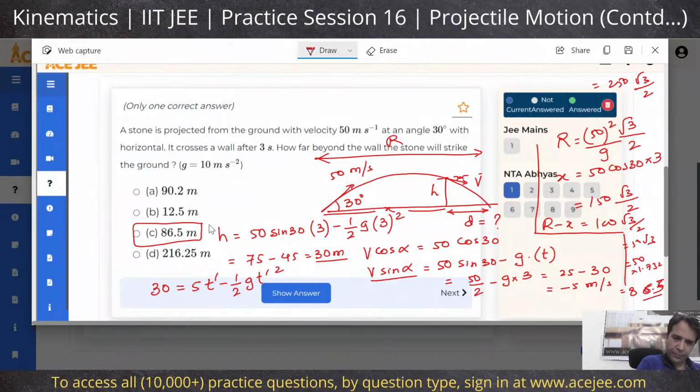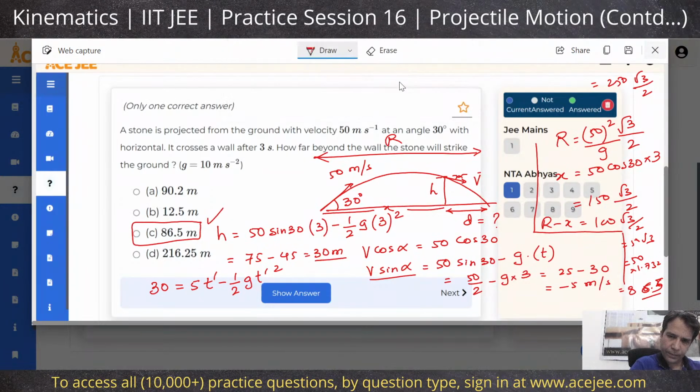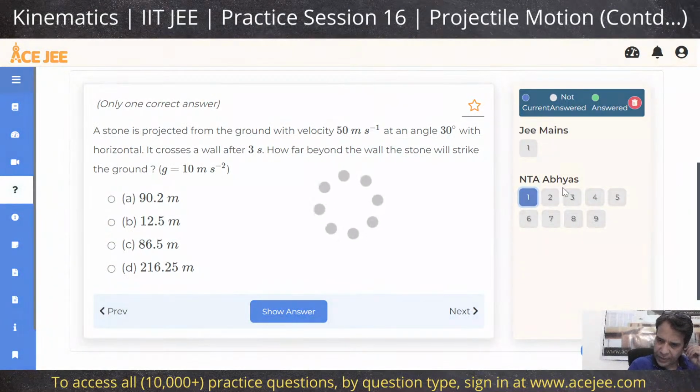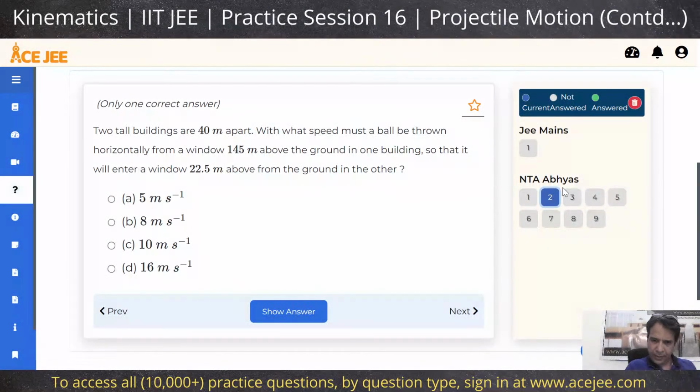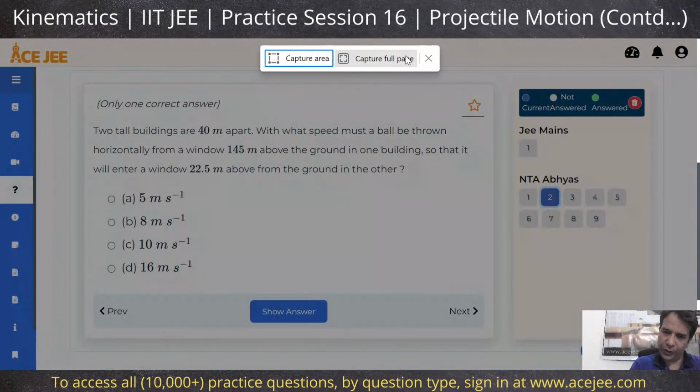Okay, let's see if there is anything interesting. It says two tall buildings are 40 meters apart. With what speed must a ball be thrown horizontally from a window 145 meters above the ground in one building so that it will enter a window 22.5 meters above the ground in the other? Let's quickly do this one and then we'll move on to the next question type.